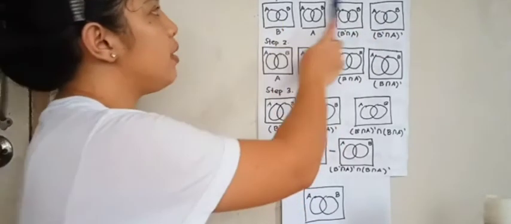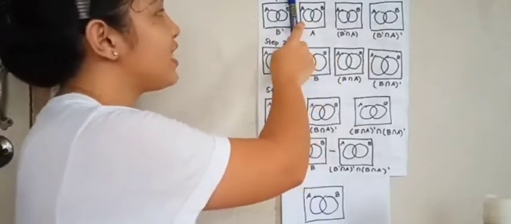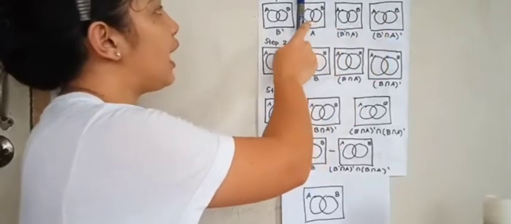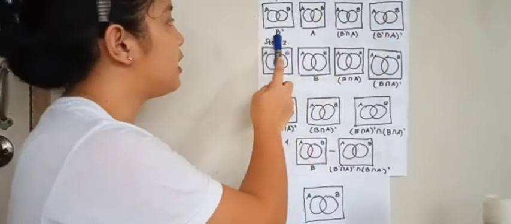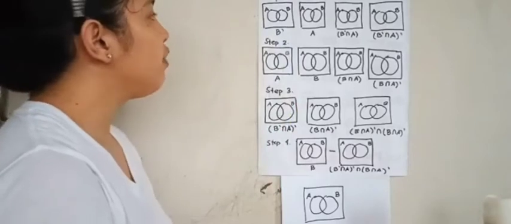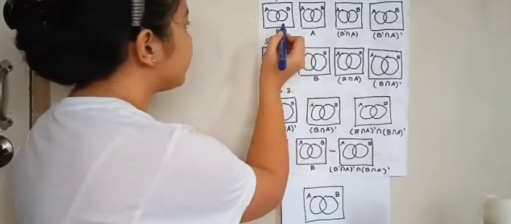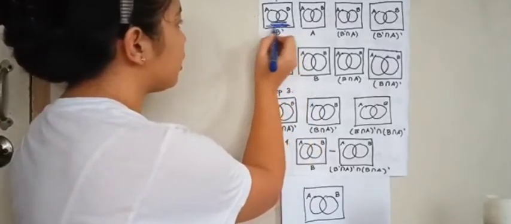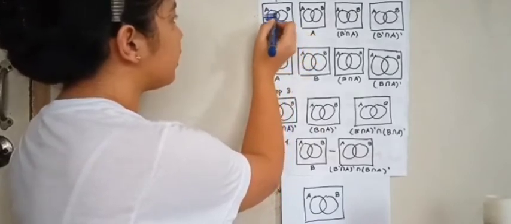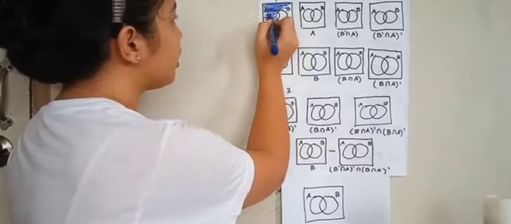In this kind of problem set, we need to solve what is inside. We need to solve first what is inside the bracket, like this one. So we need to find B complement. So this is B complement. When we say B complement, we need to shade everything outside the circle B. So we need to shade this part outside the circle B. Shade, shade, shade.